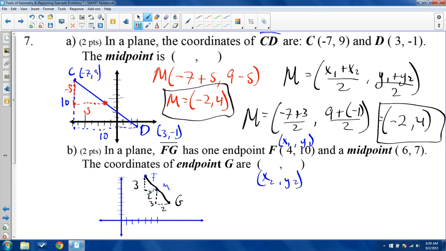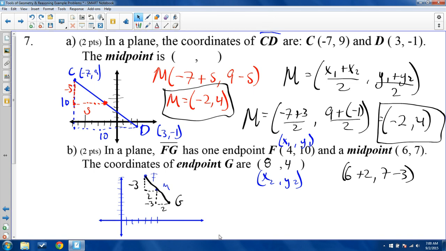So from point M, let me put -3 to say that I'm subtracting. From point M, I'm going to take 6 and add 2 to it. I'm going to go 2 more over in the x direction, and 3 more down in the y direction. So I should be at the point (8, 4).